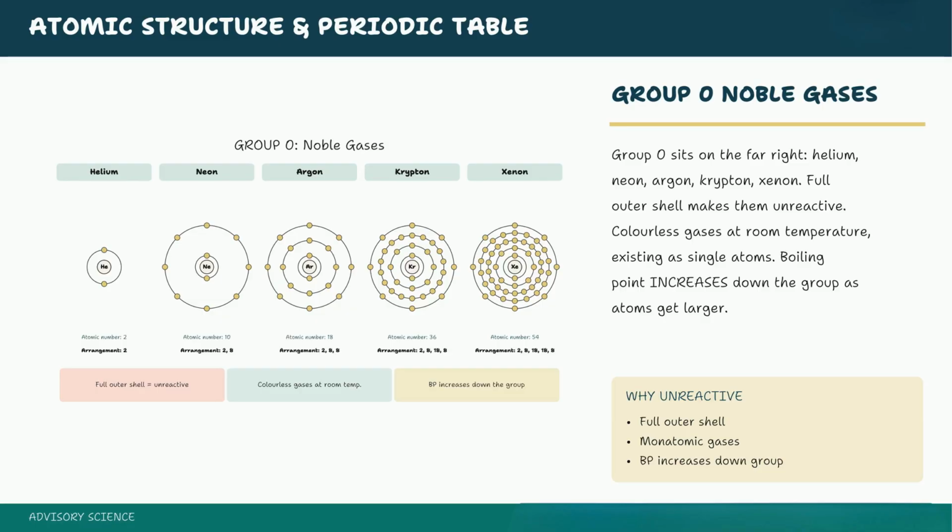In the exam, the classic, why are group 0 elements unreactive? That question always wants the same wording, and it will be because they have a full outer shell of electrons. Remember, group 0, or the noble gases as they're also called, has nothing to gain and nothing to lose.